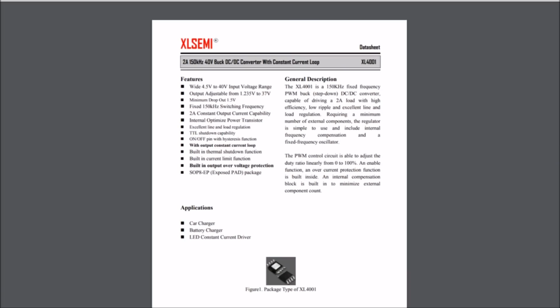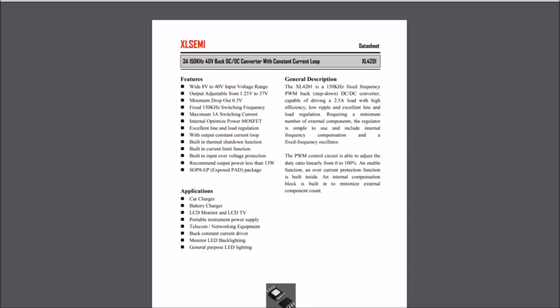So the XL4001, which is driving the 1 amp output, has up to 40 volt input voltage range. Well, the power tool battery is 18. It has a 2 amp constant output current capability. Now, it's probably tuned for 1 amp. So that's the 4001. And the XL4201 also has a 40 volt maximum input, but this has a maximum 3 amp switching current, and they're driving this one at 2 amps. So they've given a 1 amp overhead on both of these.